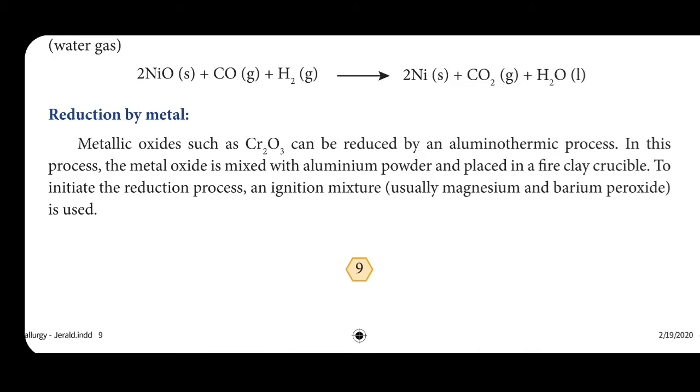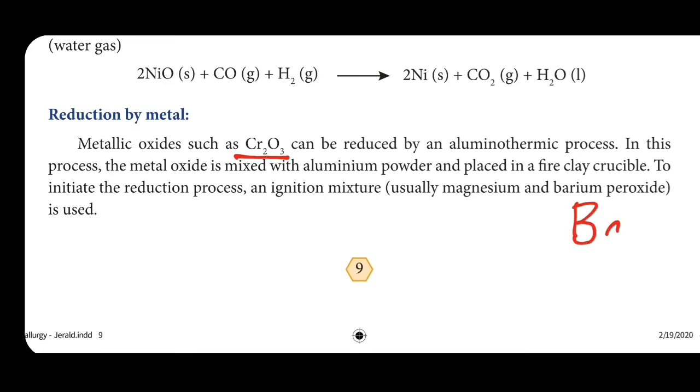Metal oxides such as Cr2O3 can be reduced by aluminothermic process. In this process, metal oxide is mixed with aluminum powder and placed in a fire clay crucible to initiate the reduction process. An ignition mixture is used. Usually that ignition mixture is magnesium and barium peroxide.